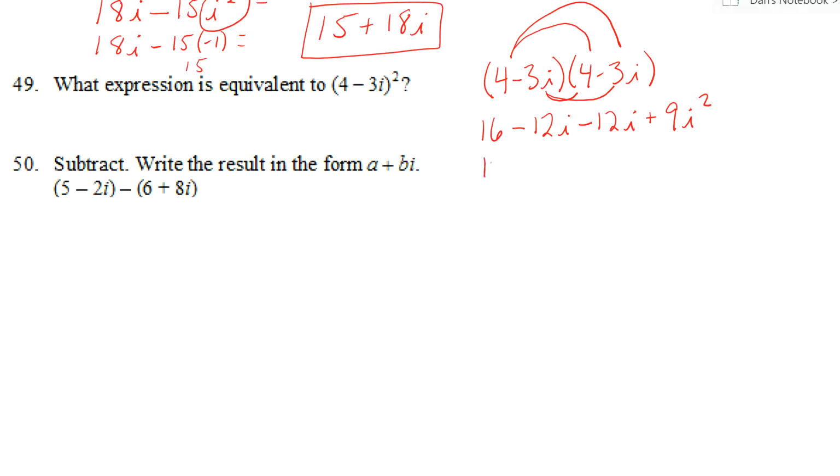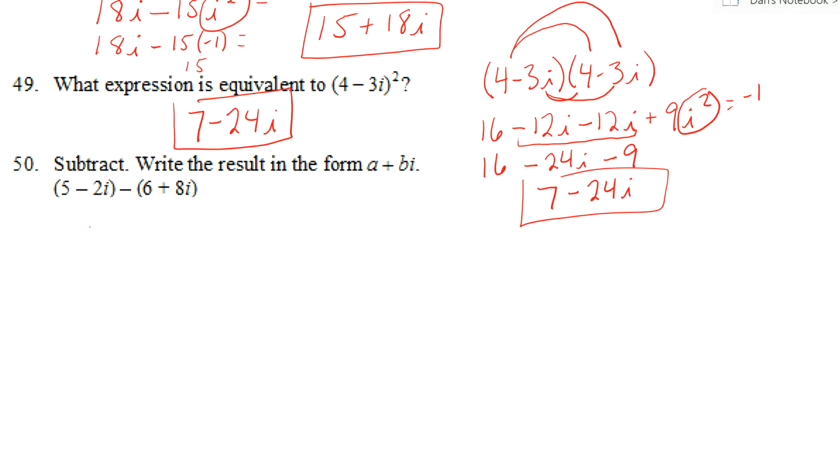Now we can simplify, we can combine these negative 12i's to a negative 24i. And then remember, i squared equals negative 1. So we end up with 9 times negative 1, which is negative 9. So simplified here, 16 and negative 9 is 7 minus 24i. That's your final there.